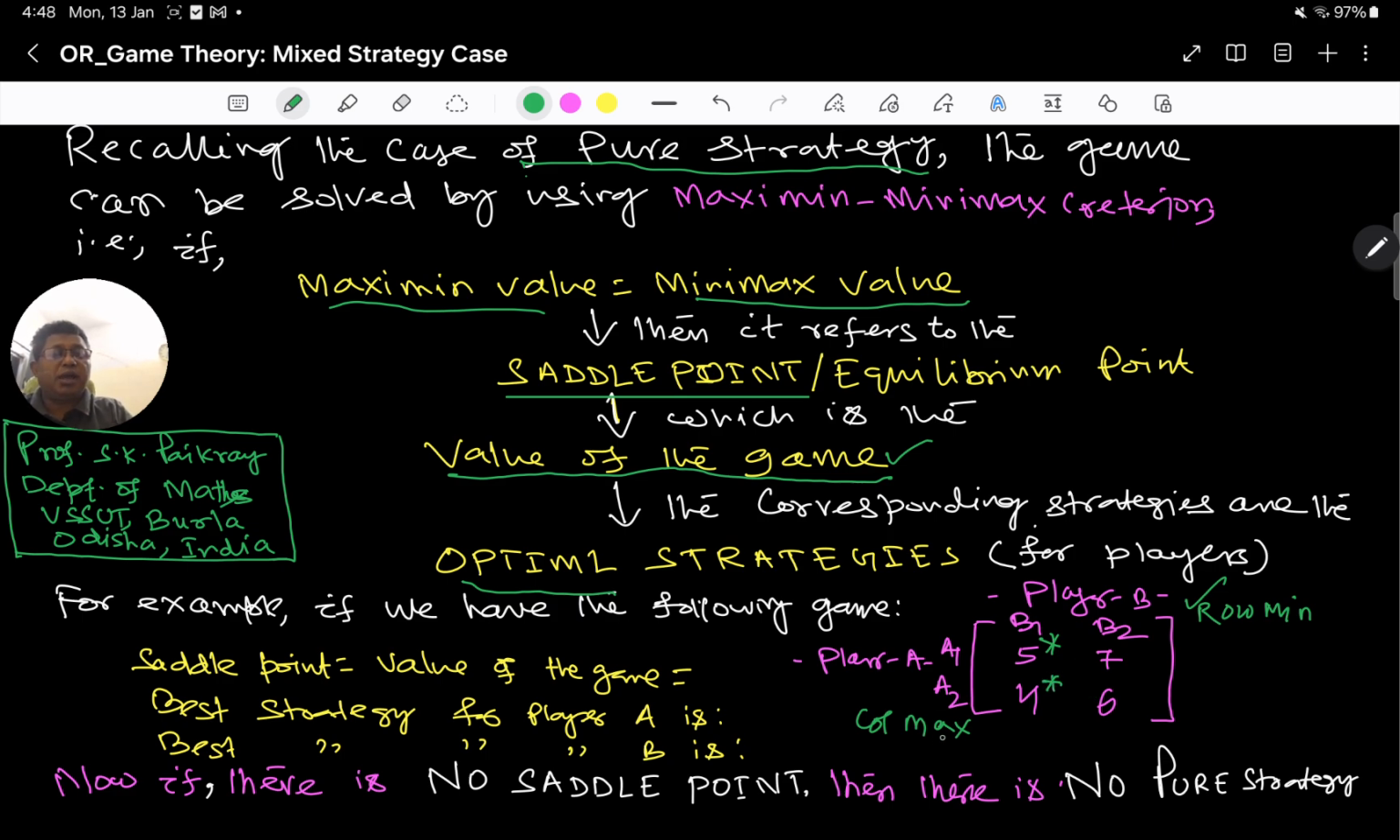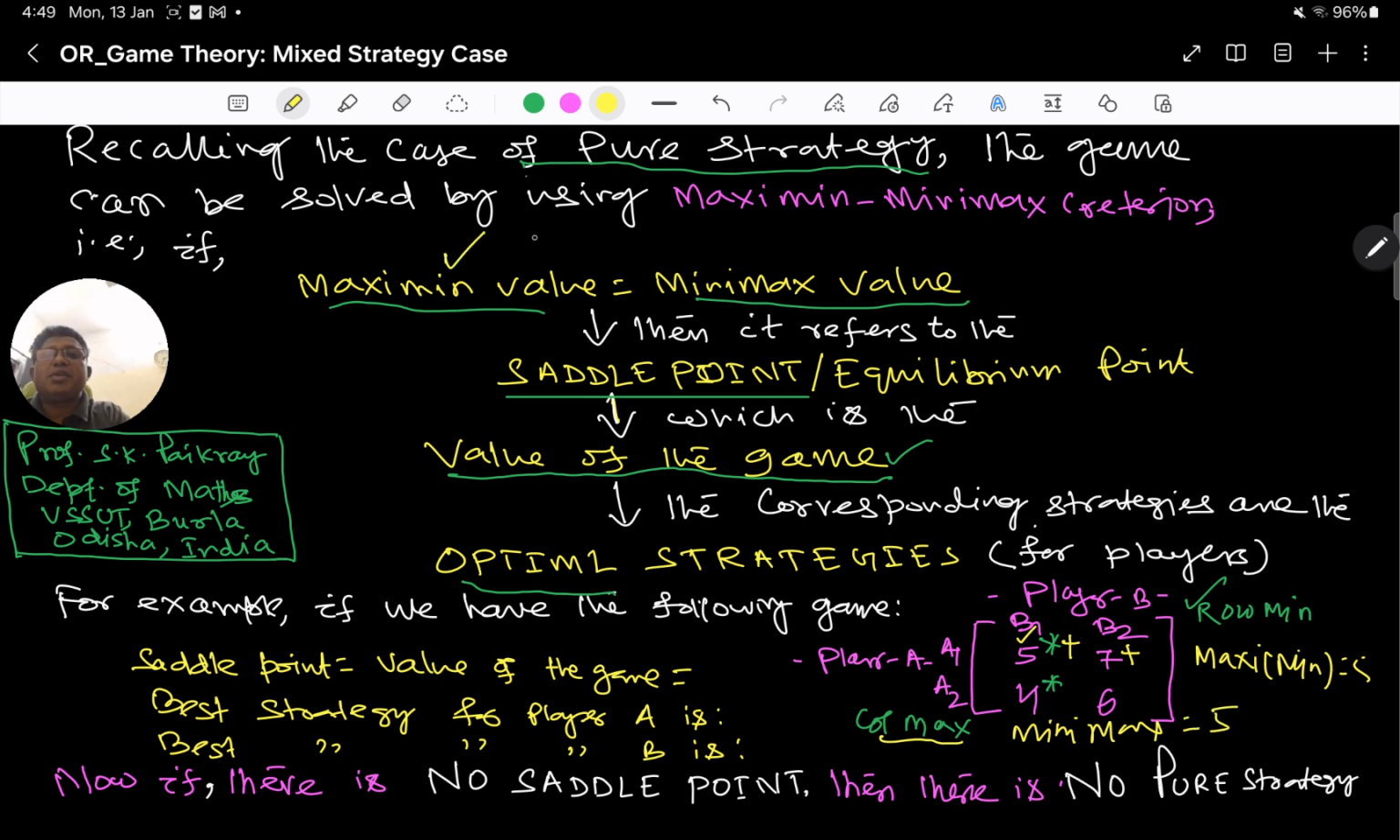Now coming to the column maxima. In the first column, the column maxima, suppose I denote it by plus, is 5. In the second column, it is 5. Now the point where both star and plus are marked is my value of the game. So the maximin value from the row point of view is 5 here, and the minimax value is 5 here.